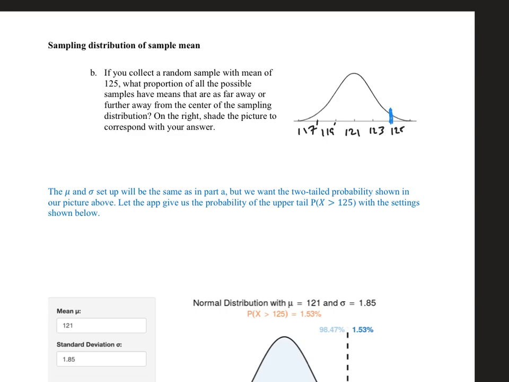I want to know the proportion of all samples that have means that are as far away or further away from the center. Well, being that far away means being that far away this way or this way. So the question here is asking me for this two-tailed probability, this two-tailed proportion, by saying I want something that is as far away from the mean in either direction. There is no setting on that particular web app for doing that. So what we can do is just ask it one of these questions. I would ask it this one, because that's the one that I have the numbers for. I would ask it for how much area is here, and then I would just double it.